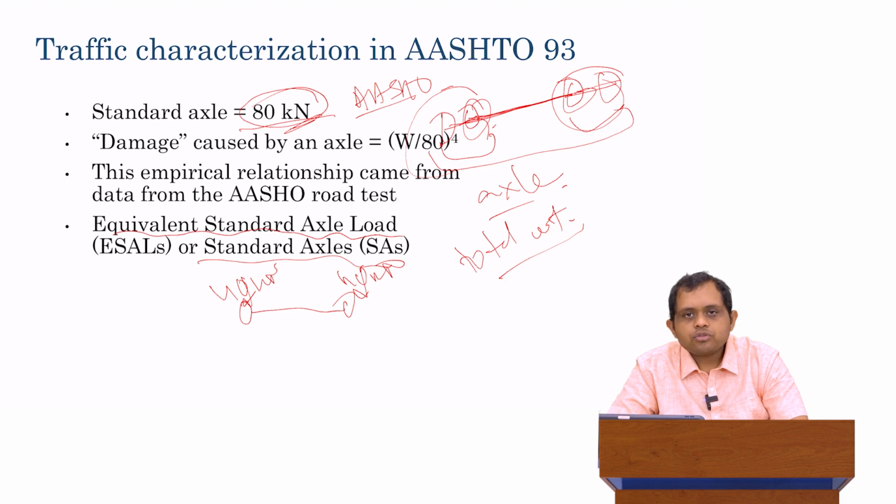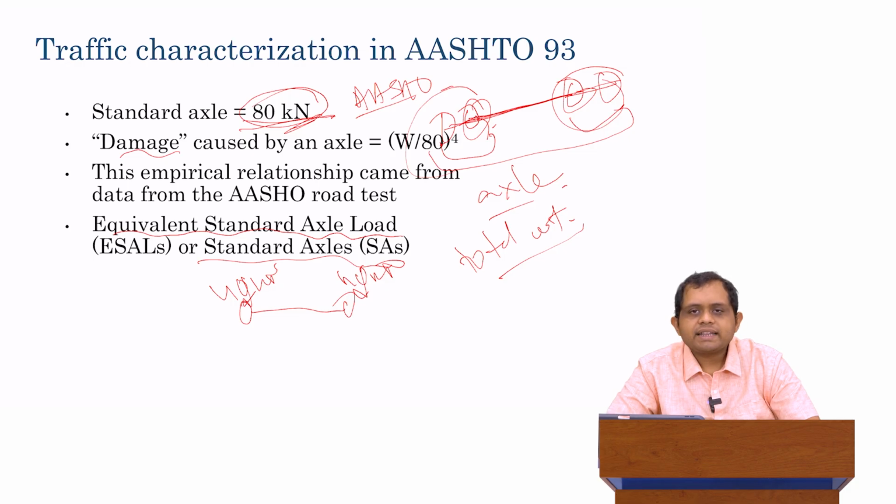The AASHTO road test was performed. The amount of damage then meant cracking, pumping, etc. So they actually measured these distresses. The amount of damage caused by, of course, the standard axle was measured, but they had trucks of a variety of axle loads, from maybe 20 kilonewtons up to 100, 120 kilonewtons. And for each axle load, they actually measured what was the damage caused by that axle load.